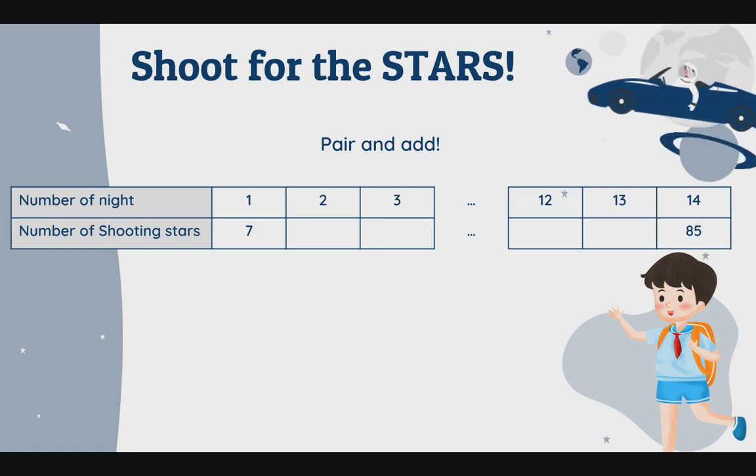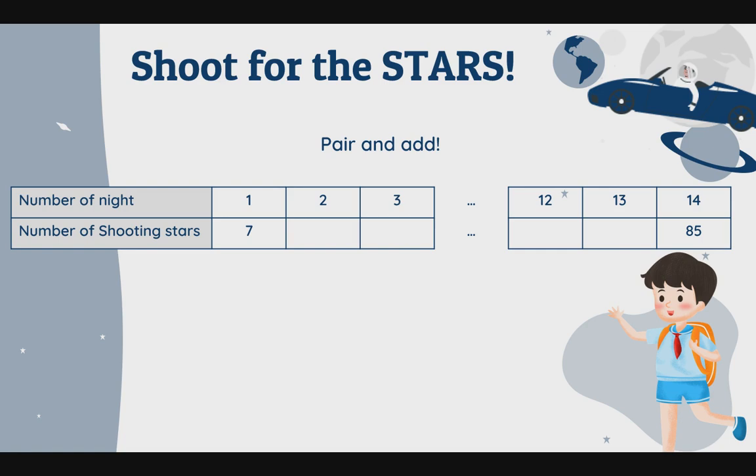So to answer this problem, let's organize our data by putting it on a table. We have the number of nights on our first row and the number of shooting stars on our second row. So our first night has 7 shooting stars while our 14th night has 85.